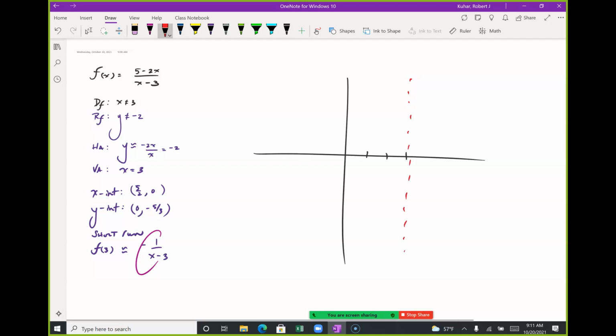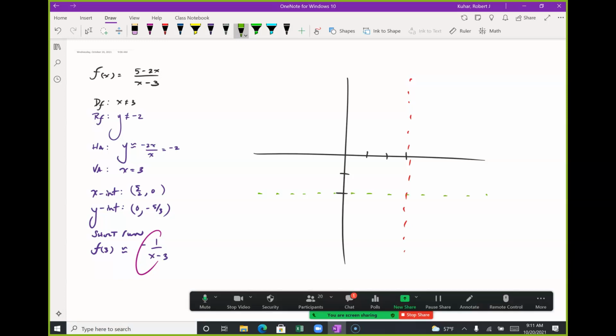Now, of course, you can do all of this on your calculator, right? And I want you to. I want you to cheat. Just don't tell anybody I told you that. But you want on the paper the evidence that you understand what's going on. So y equals -2 is my horizontal asymptote.